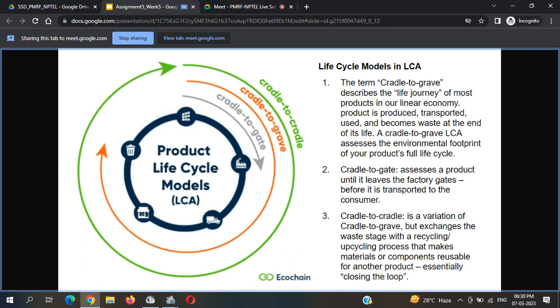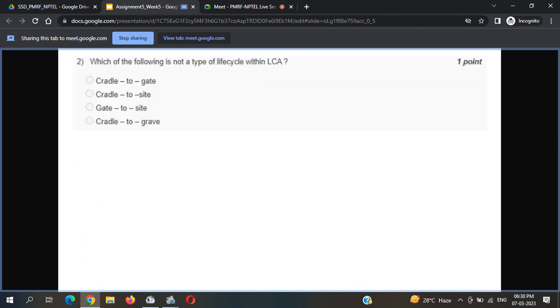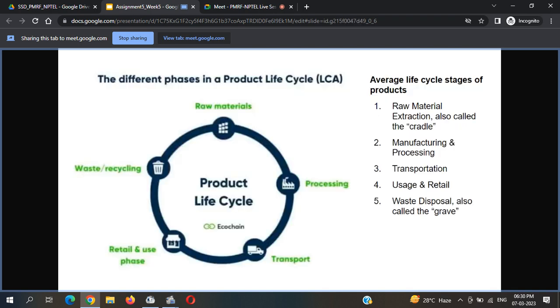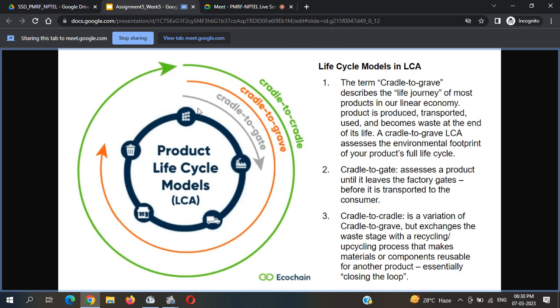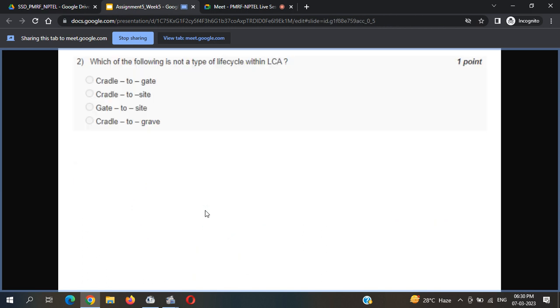One thing which this image misses is two things actually: cradle to site. So cradle to site will be from cradle, which is raw material extraction, and then site will be when the transportation or distribution is finished. So that is there. So now you know what are all the correct types of life cycle assessment models. So you know that cradle to gate is correct.